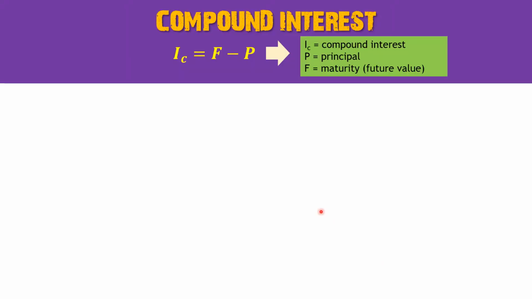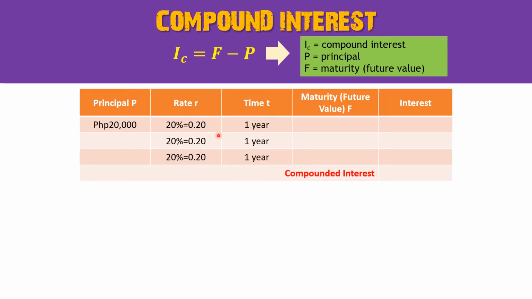Next. Now let's proceed to compound interest. Compound interest is denoted by the formula I sub C is equal to F, the future value, minus principal value. Okay, so that's it. So I have here a table. In your previous lesson, it was already illustrated to you how to compute compound interest in light with the simple interest. This table represents simple interest.